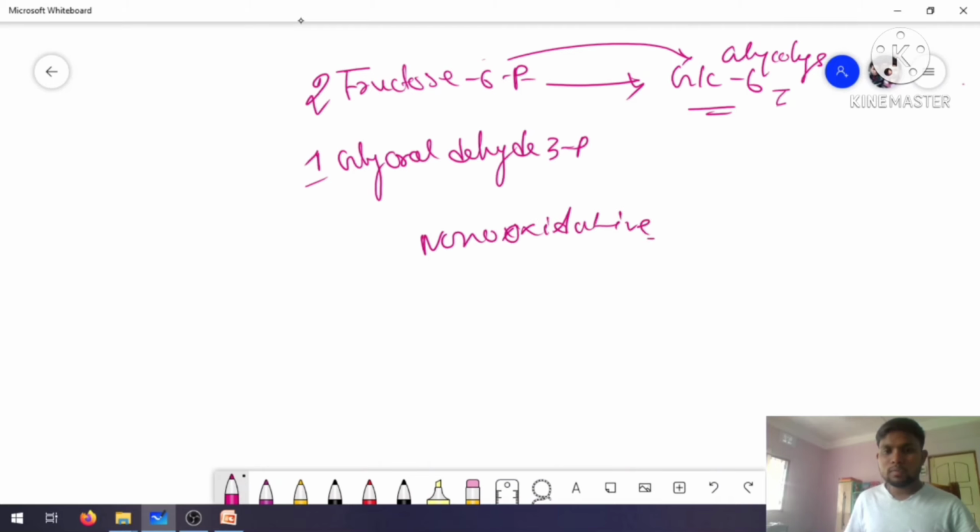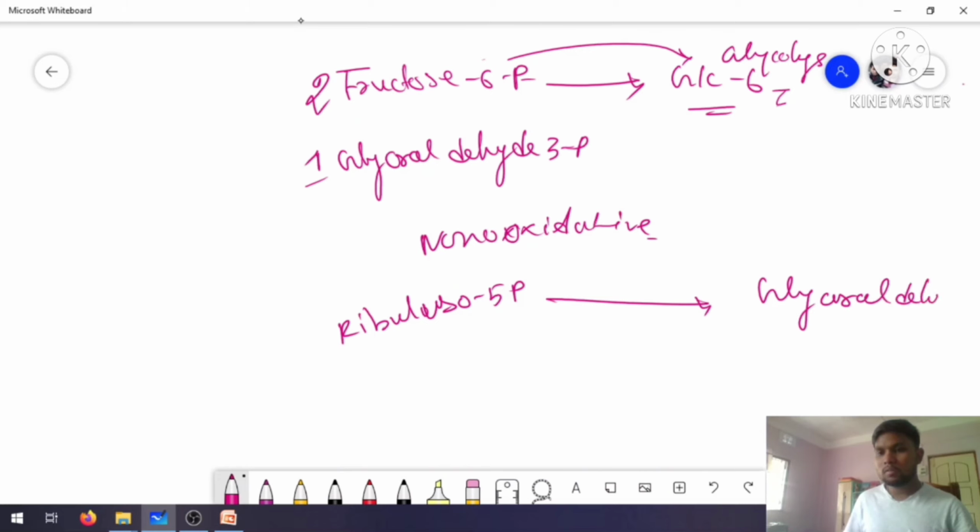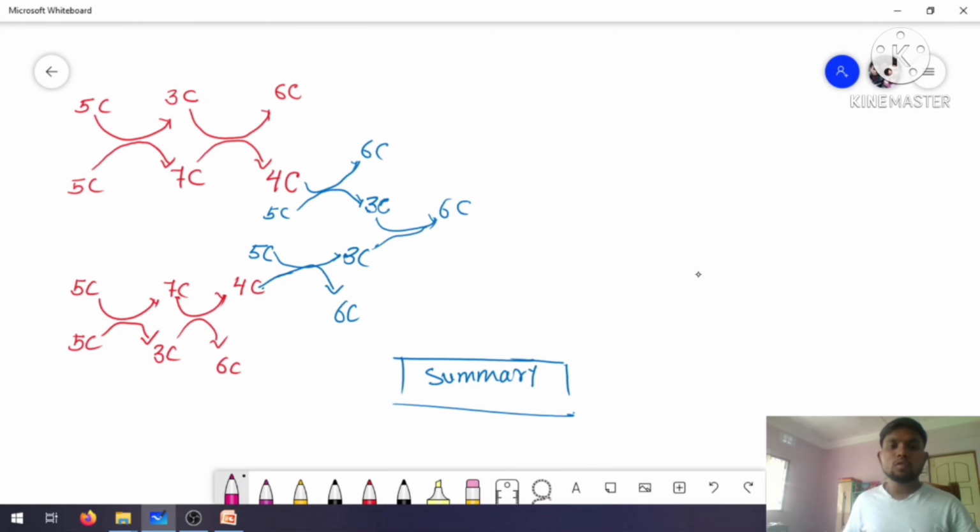So this is the non-oxidative phase where from ribulose 5-phosphate we get glyceraldehyde 3-phosphate and fructose 6-phosphate. Later this fructose 6-phosphate will give rise to glucose 6-phosphate. So we got this reaction, so we'll see the summary. I hope you got those reactions, non-oxidative stages. So this is the summary of the non-oxidative stage.